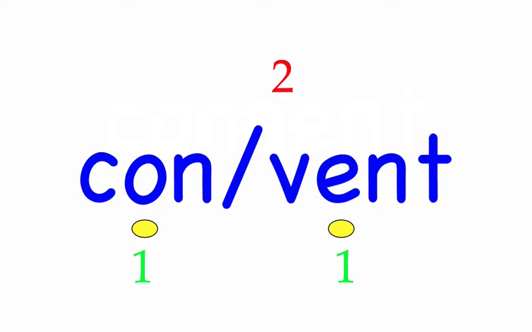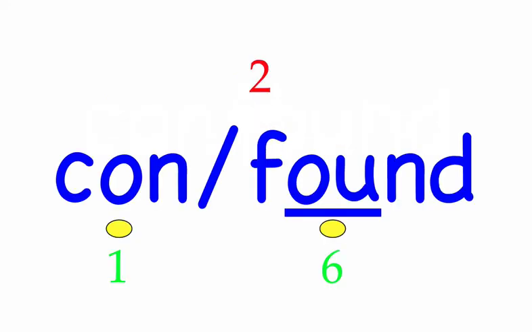Confound. Your behavior will confound everyone. Con, 3 sounds. K, A, N. Found, 4 sounds. F, ow, n, d. Confound. Mark the word.